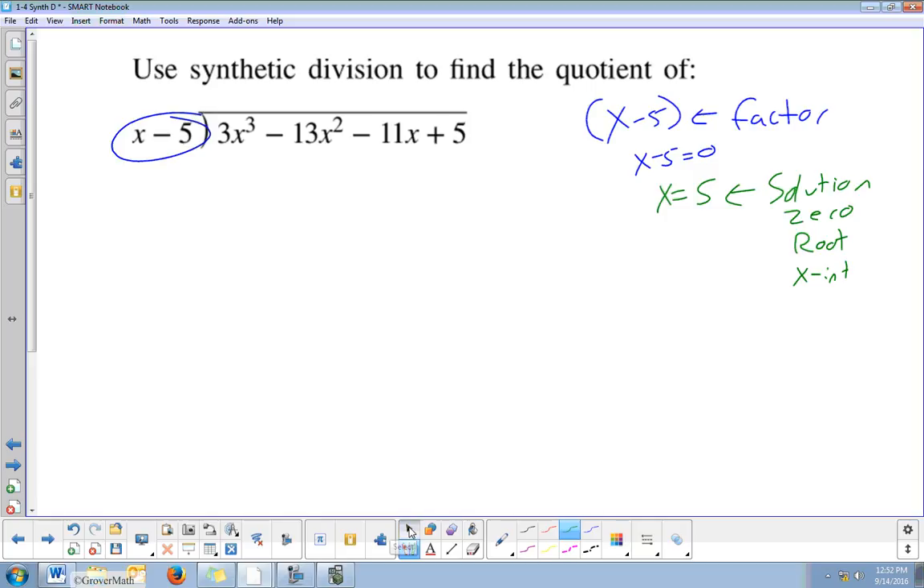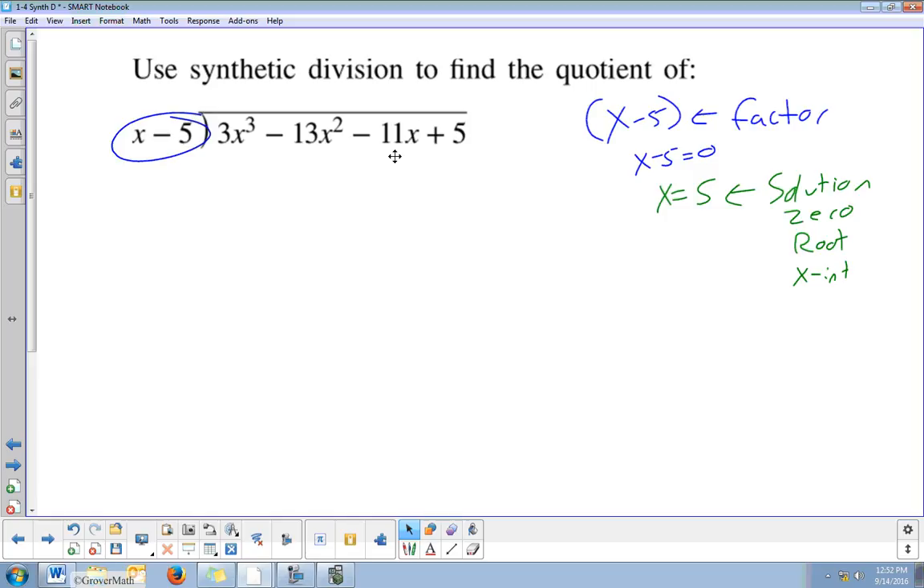X-intercept. So the x-intercepts are what make up the factors, and the factors are what multiply to be the expression that you're working with here. And when you don't get a remainder of 0, then it's not a factor, it's not a root, it's not a solution, it's not an x-intercept, all that stuff.